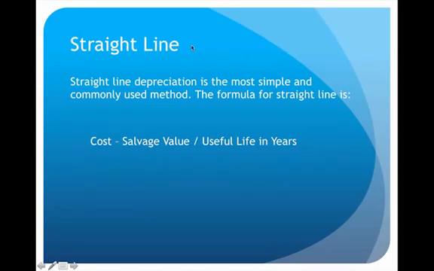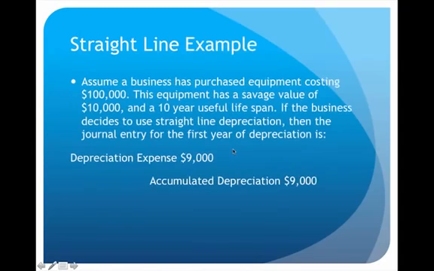The formula for straight line would be cost minus salvage value divided by useful life in years. And the great thing about straight line is that once you calculate that answer, you never have to recalculate it. You would book the same exact depreciation expense every single year. In fact, that's why they call it straight line depreciation.